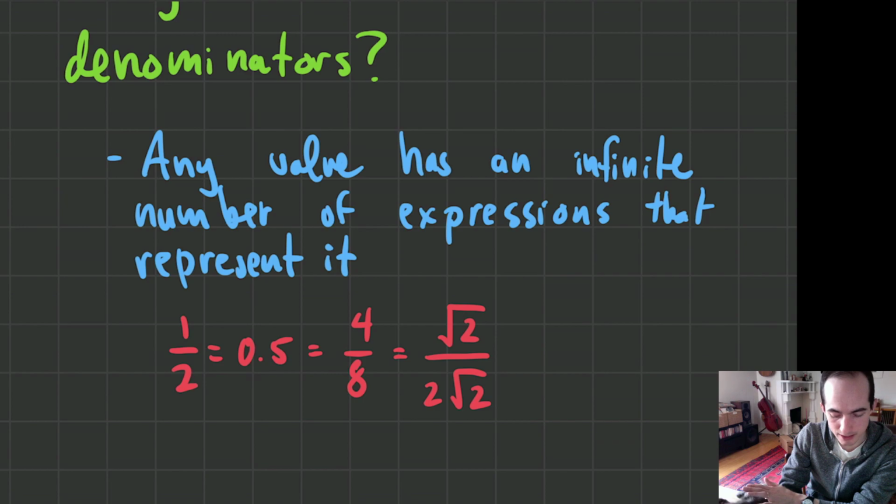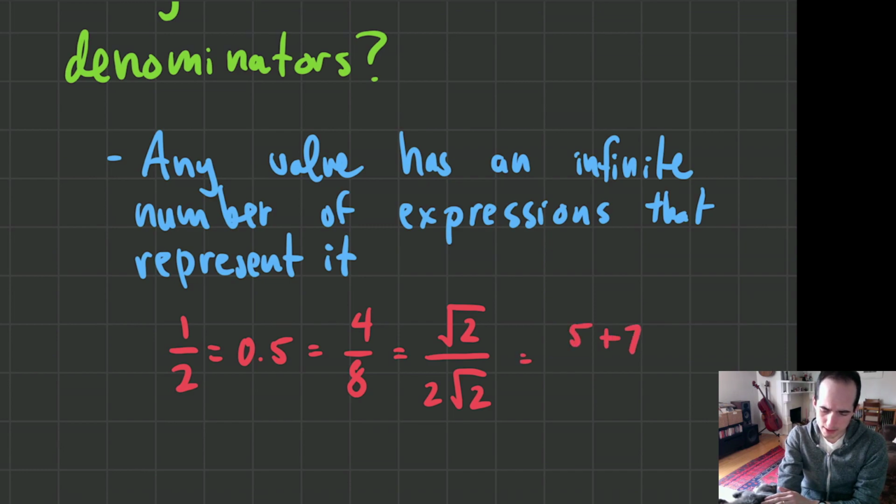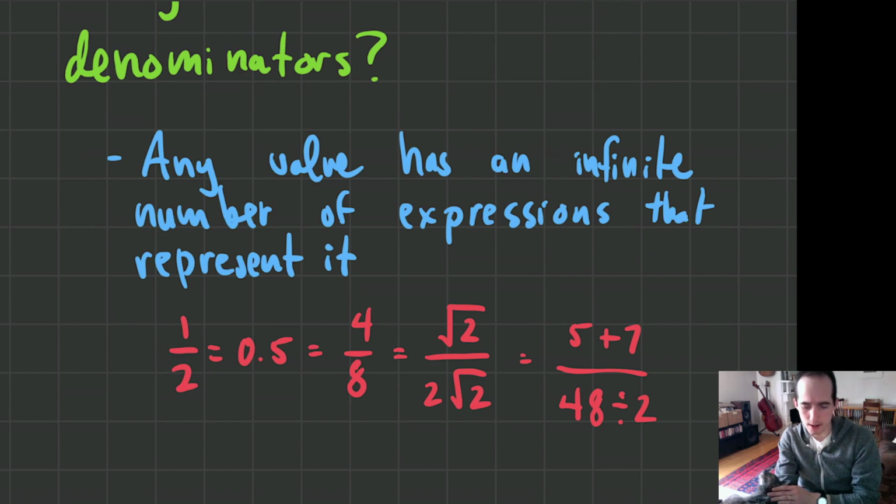Right? There's an infinite number of expressions that represent it. We could even have 5 plus 7 over 48, 8 divided by 2. And no, that's right, so you can check for yourself. I think it's 12 over 24, which is 1/2, right? So there's many ways that you can write 1/2. There's an infinite number of ways.